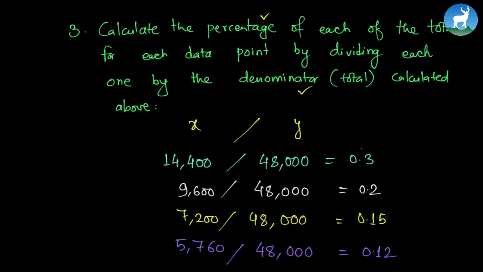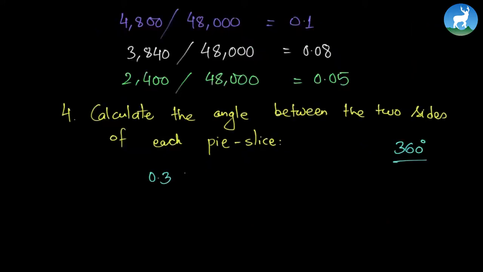The first percentage was 0.3. The second was 0.2, 0.15, 0.12. Now we are going to convert all this percentage into angle form. 0.3 is multiplied by 360 degree, which turns out to be 108 degree angles. Similarly, 0.2 was the second percentage, which is multiplied by 360 degree. Now it turns out to be 72 degree.